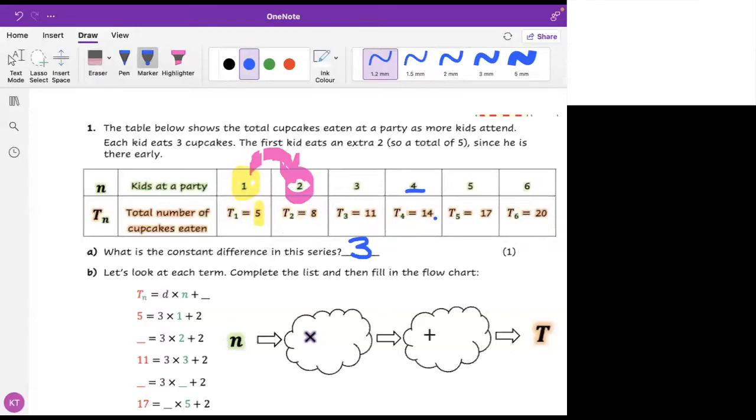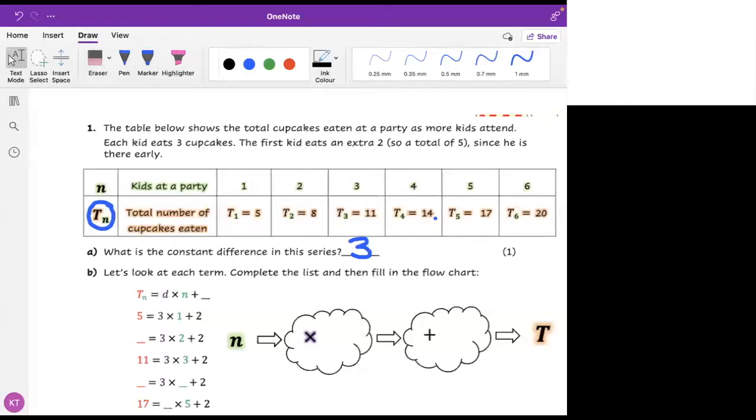So in number B now, it says to us, let's look at each term. When we're looking at terms, guys, apologies, let me just finish erasing. When we're looking at terms, this is my term over here, this thing that says T. So let's look at each term. Complete the list and then fill in the flowcharts.